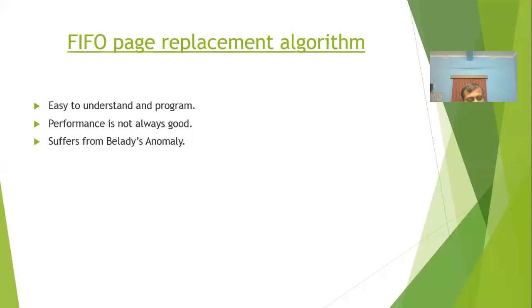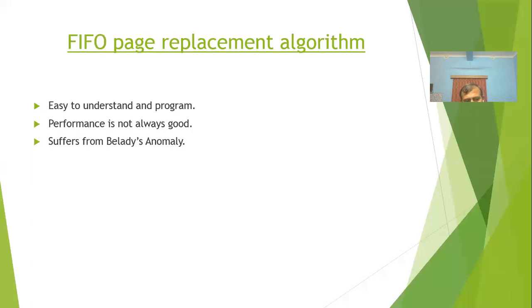And the second point is performance. It's not always good. So it does suffer from some performance issues. And lastly, it suffers from Belady's anomaly. Now this is a new term, Belady's anomaly. As I told you in the earlier slide, generally we have seen that whenever we are increasing the number of page frames allocated to a particular process, the page fault generally declines.